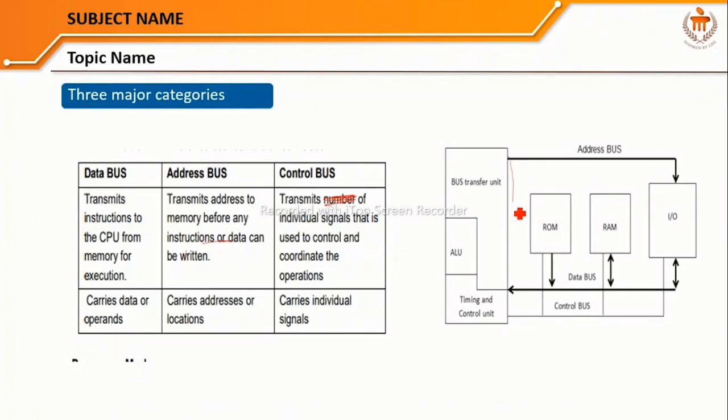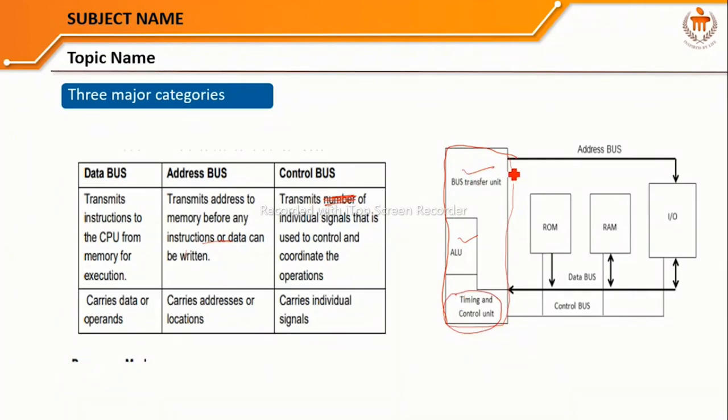This is the bus transfer unit. This is the CPU. Here is one part of the bus transfer unit. Here is the arithmetic logic unit and the timing and control unit. How are these things managed?